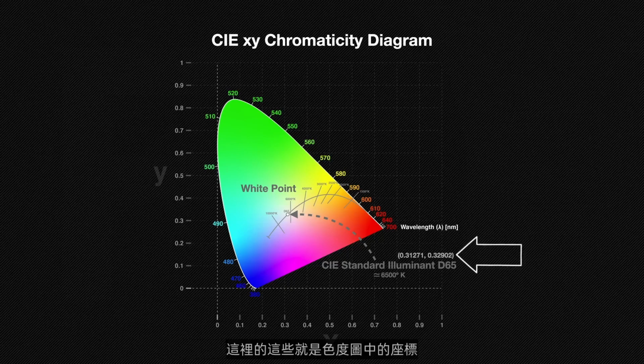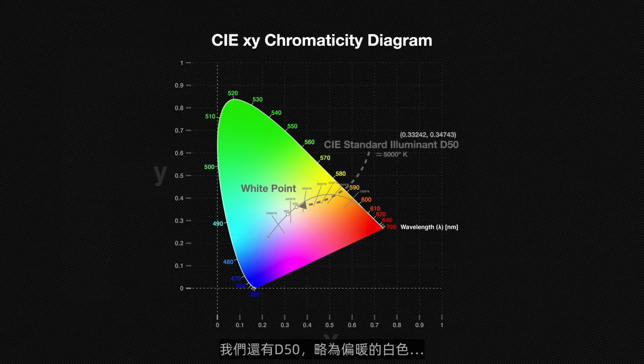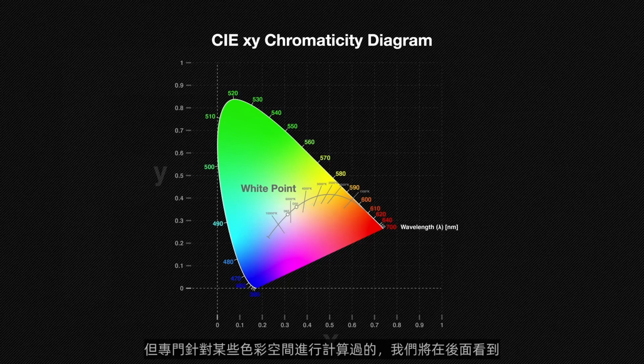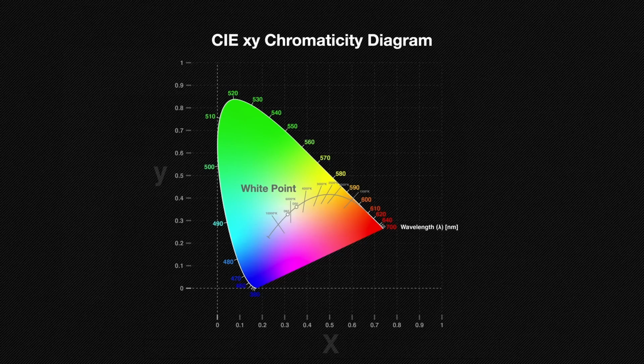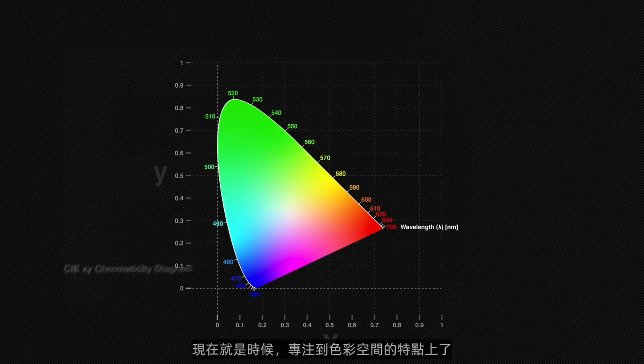Those in here are the coordinates in the chromaticity diagram, but it isn't the only one relevant for us. We also have the D50, a slightly warmer white, and others not standardized by the CIE, but specifically calculated for certain color spaces, as we will see later. So now that we understand fully the CIE xy chromaticity diagram and how to calculate a color gamut, it is time to focus on the features of the color space.